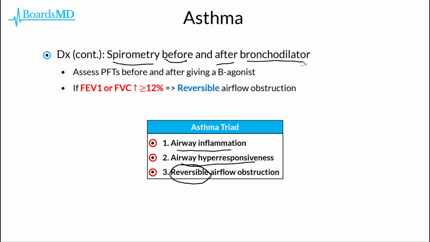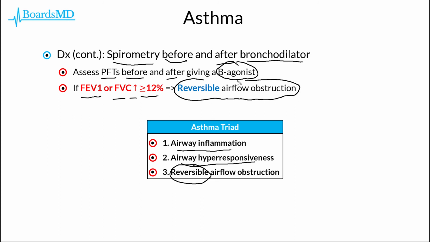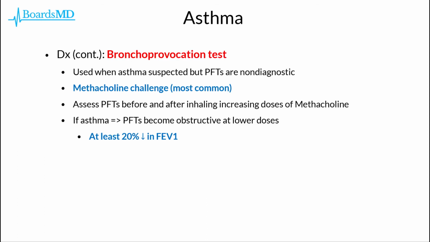This can be done in the clinic by assessing a patient's pulmonary function tests before and after giving a beta-2 agonist, for example, albuterol. The key cutoff to keep in mind for this is that if the patient's FEV1 or FVC increases by at least 12%, then that patient is said to have reversible airflow obstruction, which is highly suggestive of asthma.